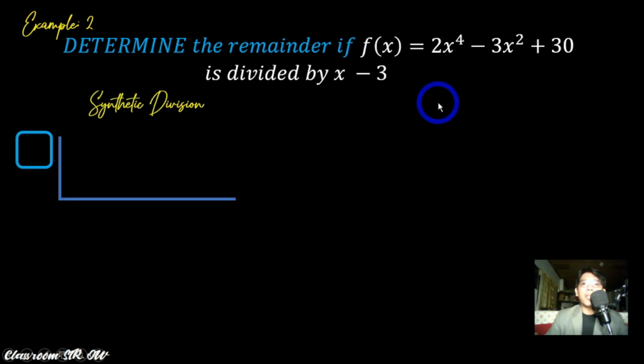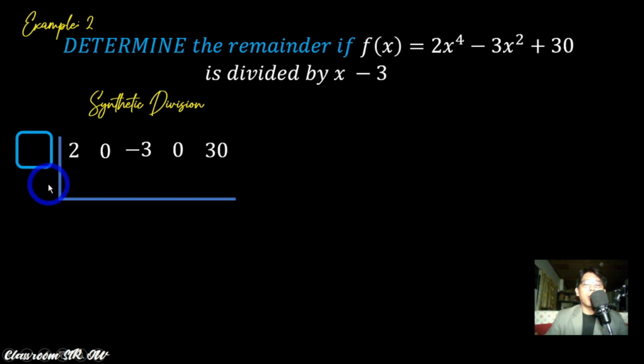By synthetic division, we will get only the coefficients of the polynomial function. So let's start with x to the power 4, which is the quartic. So we have 2. And of course, what is next supposedly is x cubed. But since it is missing, we will have 0 for that. Then negative 3. And next, the linear term is also missing, so we'll replace that with 0. And of course, the constant term, which is 30.